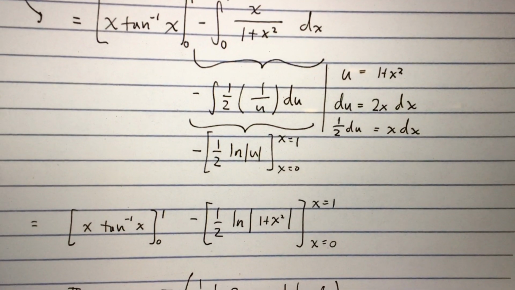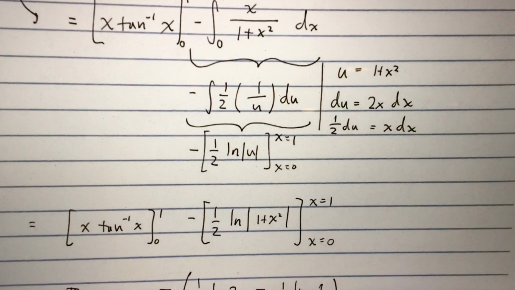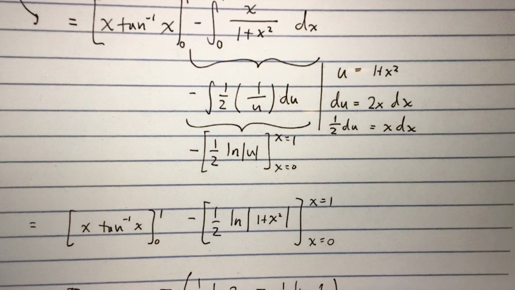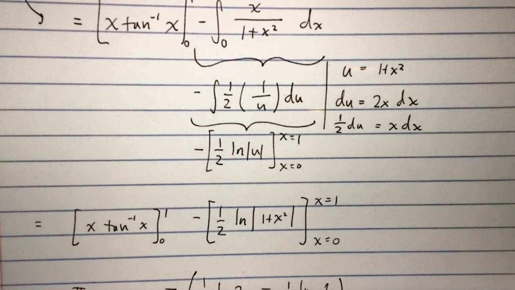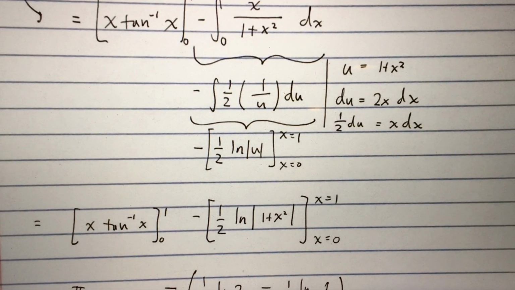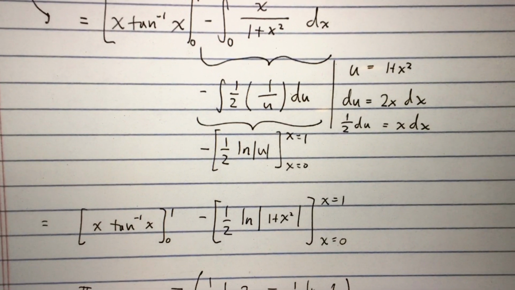I do need to remember that 0 and 1 were my x values. So what I like to do is replace the u with 1 plus x squared in this case, so that I can see the whole antiderivative in here. If I wanted to, I could check that I had the right antiderivative by taking the derivative of all that with respect to x. And now I can plug in x equal to 0 and x equal to 1.